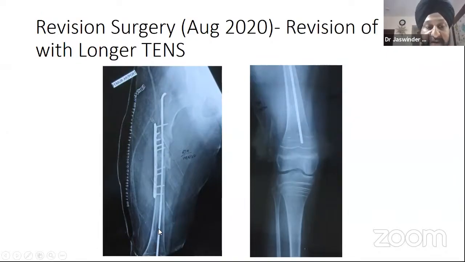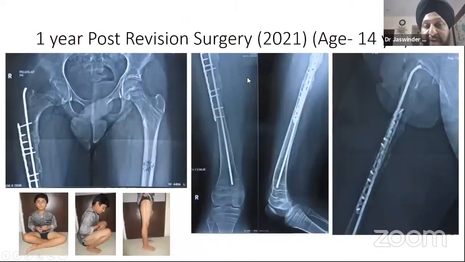We exchanged the nail with a different nail, of course, centered in all the views. And after 1 year, there was good union. There was no bone graft used in this. And this is a typical triangular facies of that osteogenesis imperfecta child.